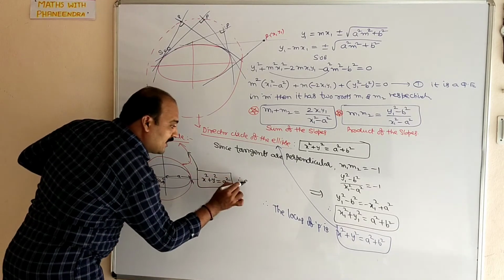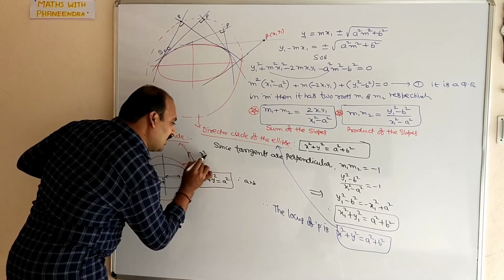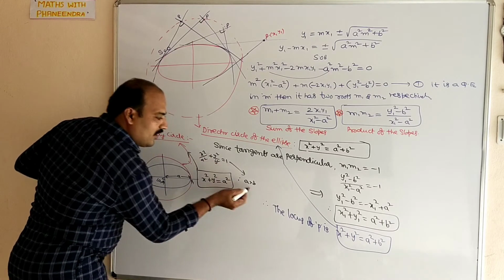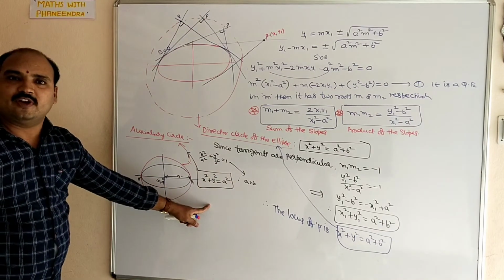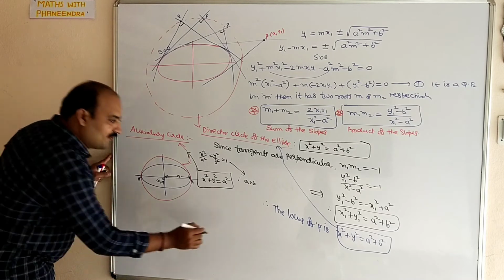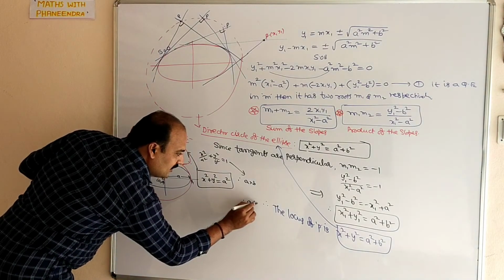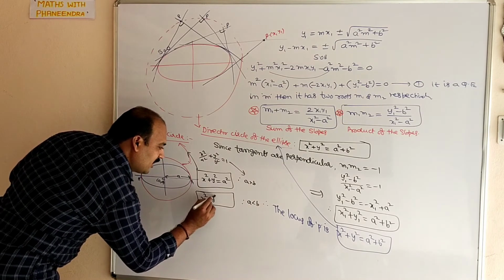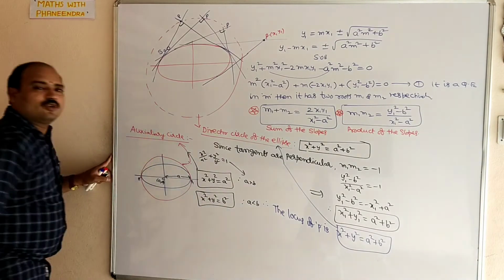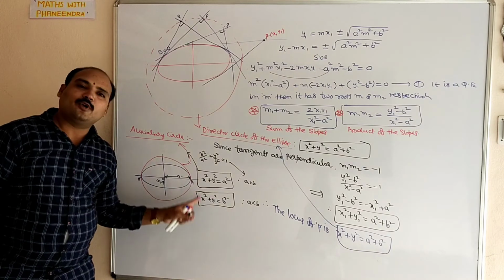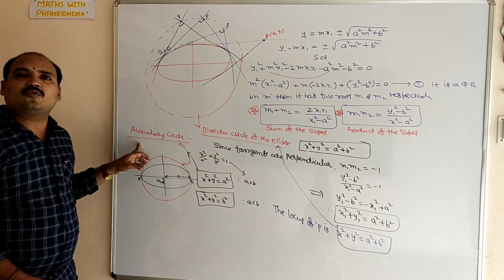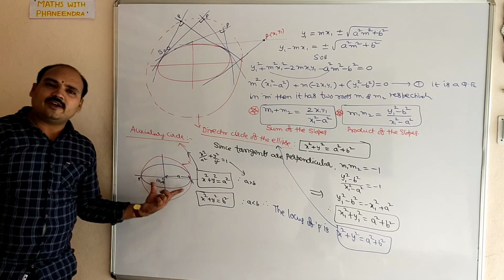If A is greater than B in the equation of the ellipse x square by a square plus y square by b square equal to 1, this is the equation of the ellipse. Suppose A is less than B, the auxiliary circle equation is x square plus y square equal to b square. These two are very important. What is the auxiliary circle to the given equation of the ellipse? What is the auxiliary circle definition?